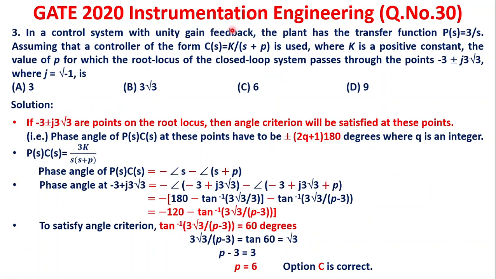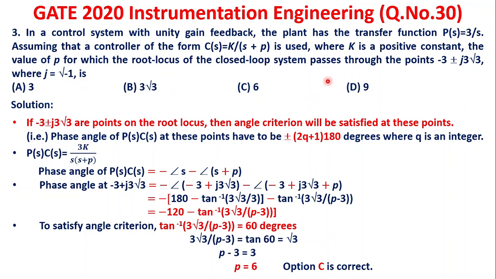So it is again taken from Instrumentation Engineering GATE 2020. The question is, the plant has the transfer function P of s equal to 3 by s. Controller is of the form C of s equal to k by s plus p, where k is some constant. The value of p for which the root locus of the closed loop system passes through the points -3 plus or minus j 3 root 3, where j equal to root -1, is asked. They have given the options.